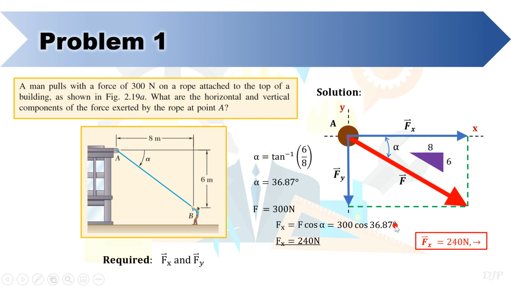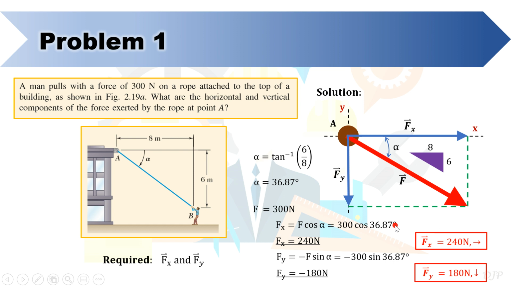Similarly, for the vertical component, we write force F sub y is equal to negative force F times sine of angle alpha. A negative sign should be written since the direction of the force is downward. From this equation, we now have negative 300 times sine of 36.87 degrees. As a result, we obtain this negative value and conclude that the y component is equal to 180 newtons downward.